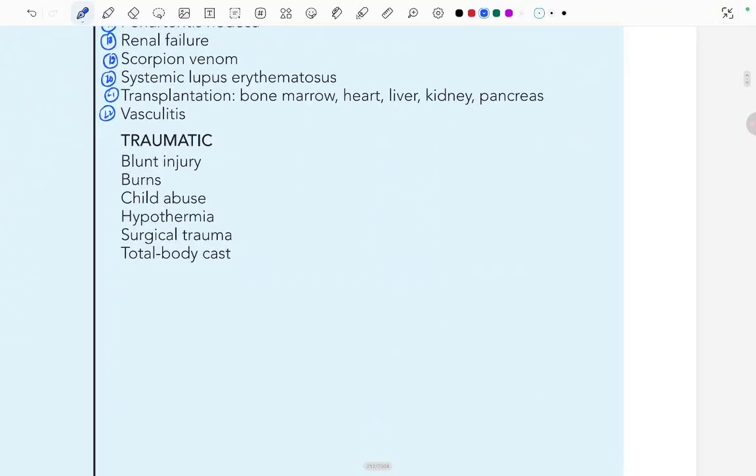And now the traumatic injury: any blunt injury, any burns, any child abuse, hypothermia, surgical trauma, and total body cast.